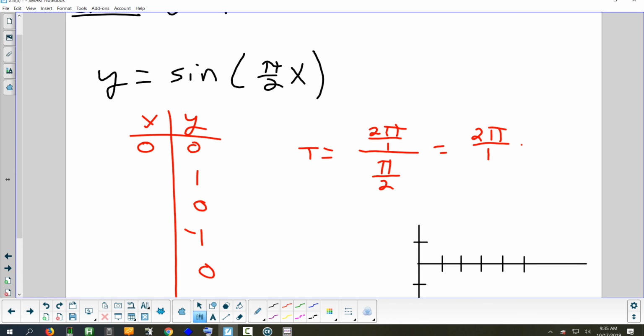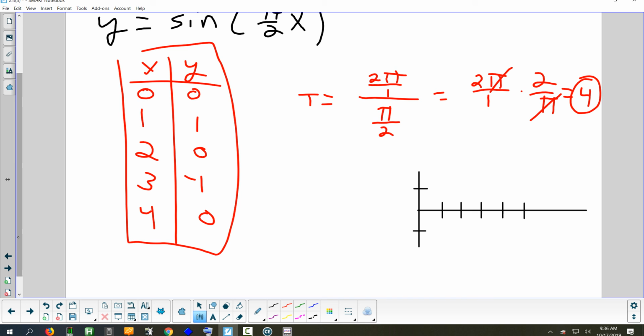2 pi over 1 times 2 over pi. What's that going to give me when I multiply it out? 4 pi over pi. The pi's basically cancel, and all we're left with is 4. So this is going to be the first time we've had a problem all week where the x values aren't going to have pi. They just canceled out. What's the average of 0 and 4? 2. 0 and 2. 2 and 4. Okay, done.